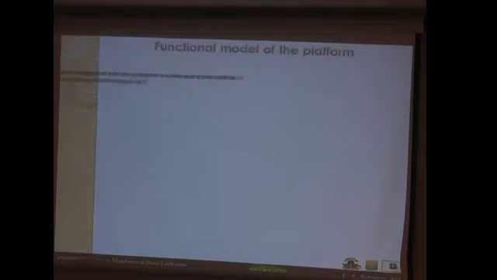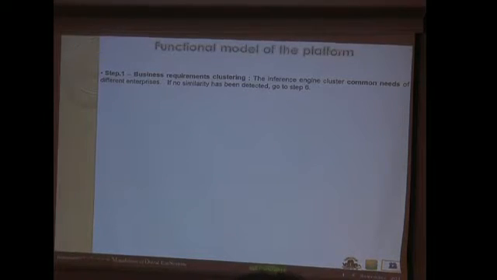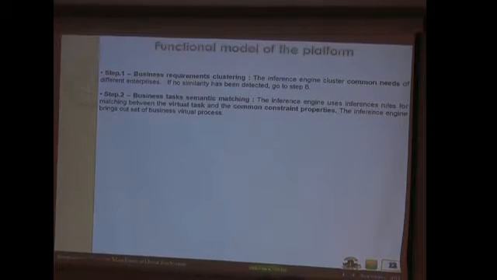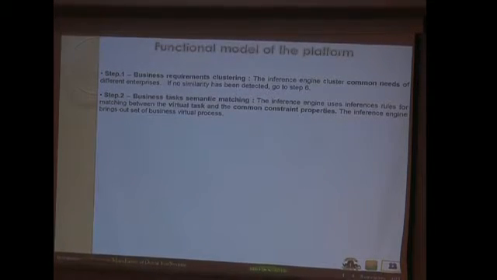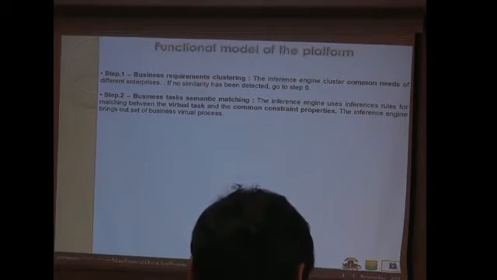Functional model of the platform. At step 1, the inference engine clusters common needs of different enterprise constraints. If there is no similarity, we go to step 6. In step 2, the inference engine uses inference rules for matching between different contextual constraints of enterprises to extract the common contextual constraint of different enterprises.